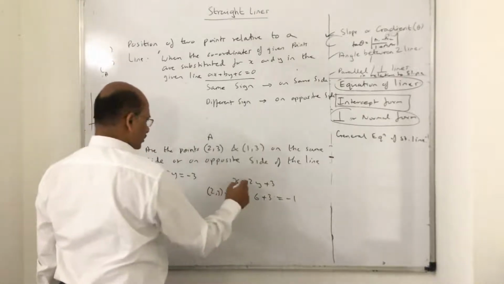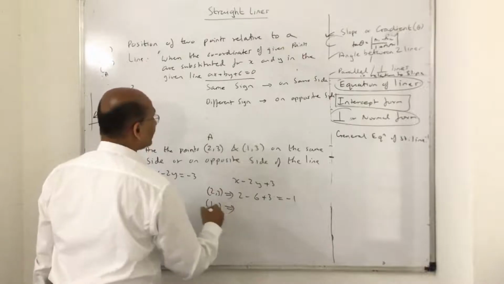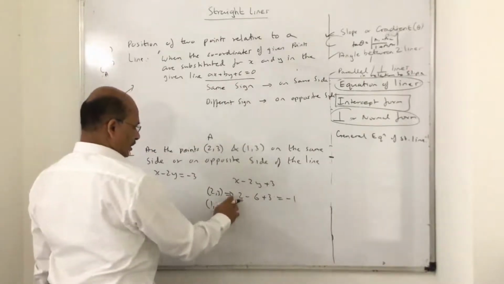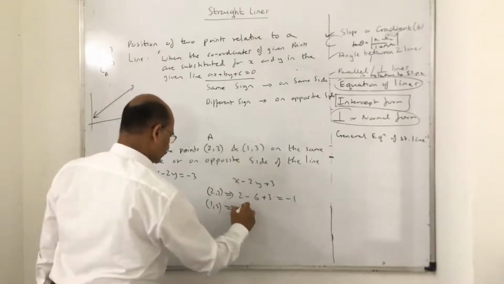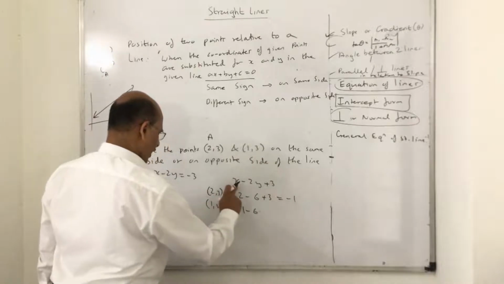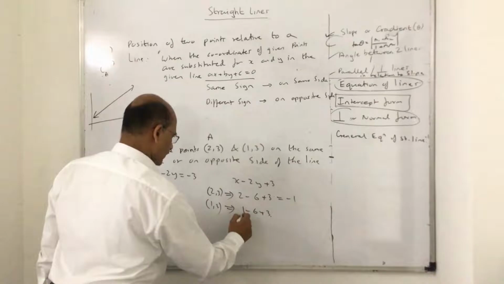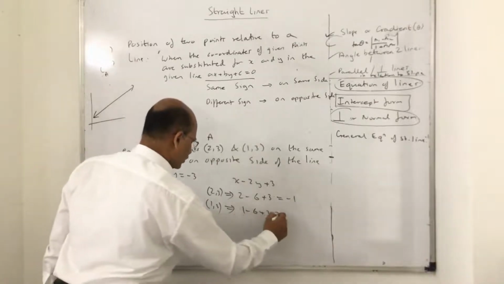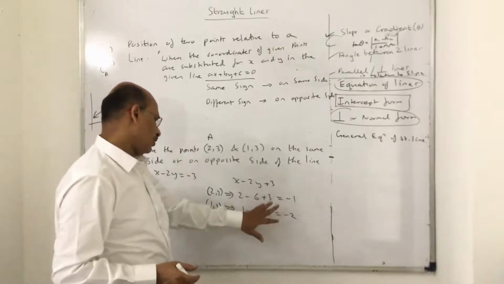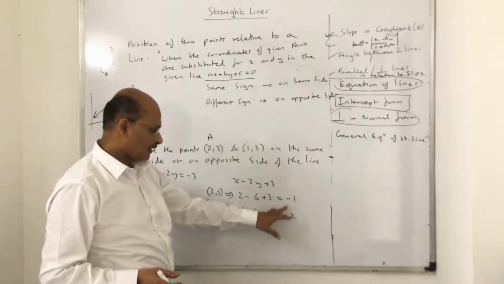Now I substitute (1, 3) in the given line. What happens now? 1 minus 6 plus 3, so 3 plus 1 is 4, 4 minus 6 is minus 2. The value is not important, the sign is important. So both are negative.